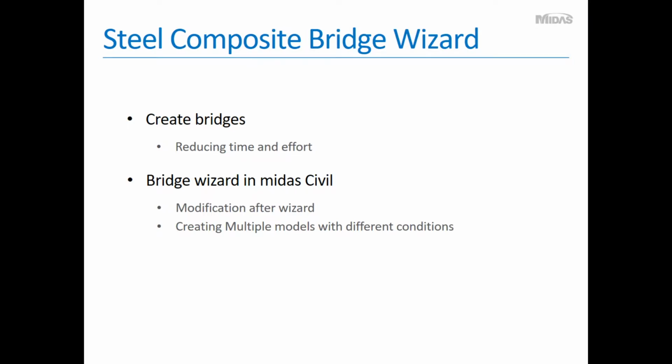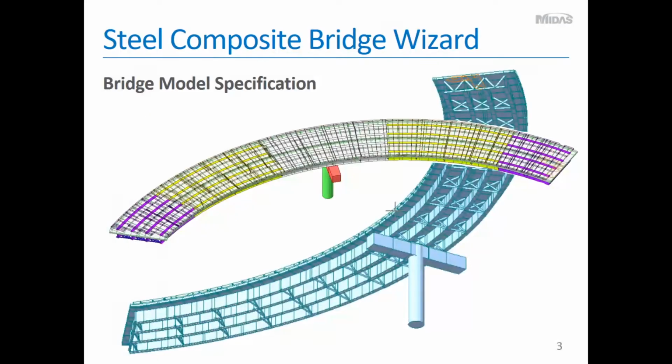By using the wizard, you can create your bridge model while reducing a significant amount of time and effort. Plus, in MIDAS Civil, you can modify even after the wizard is executed and make multiple models with different conditions within a few minutes. This is the preview of the bridge model that we are going to build together. The bridge shape looks pretty complicated with skew angle, curve, and substructures. But don't worry, with the MIDAS Civil Bridge Wizard, this will be not only quick and easy to build, but also transparent. Then, let's start using the wizard.